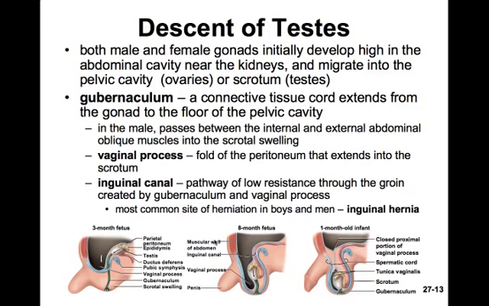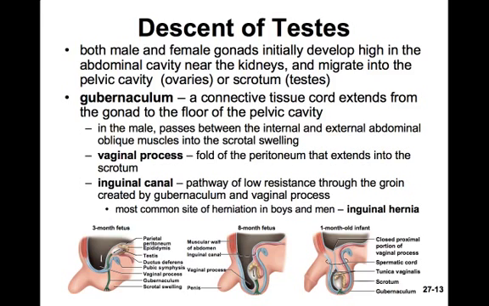So both male and female gonads initially develop high up in the abdominal cavity, very near the kidneys, and they migrate into the pelvic cavity or the scrotum. The gabernaculum is a connective tissue cord that extends from the gonad to the floor of the pelvic cavity. In the male, it passes between the internal and external abdominal oblique muscles and out into the scrotal swelling that you can see here. At about 8 months, the vaginal process will develop. It's a fold in the peritoneum that extends into the scrotum through the inguinal canal.